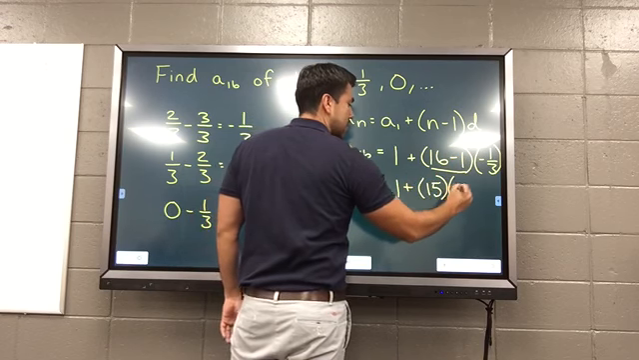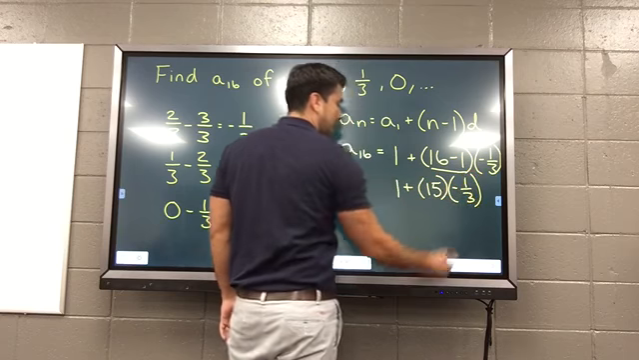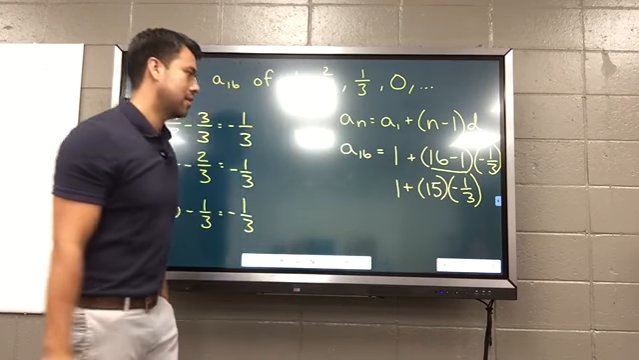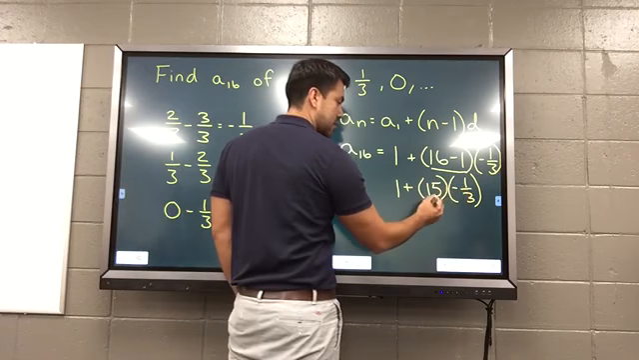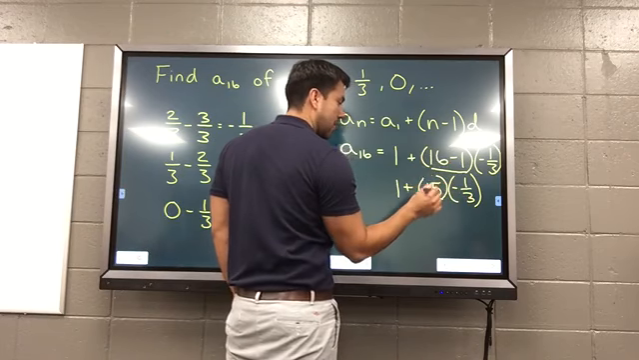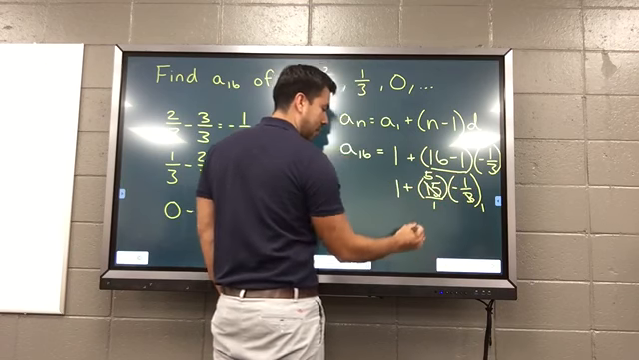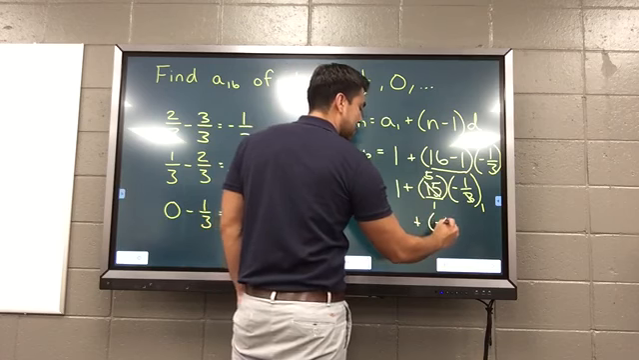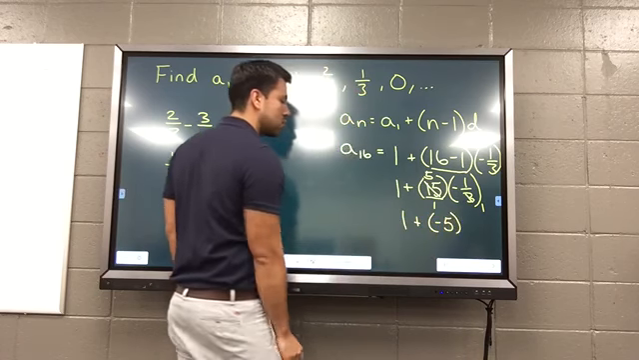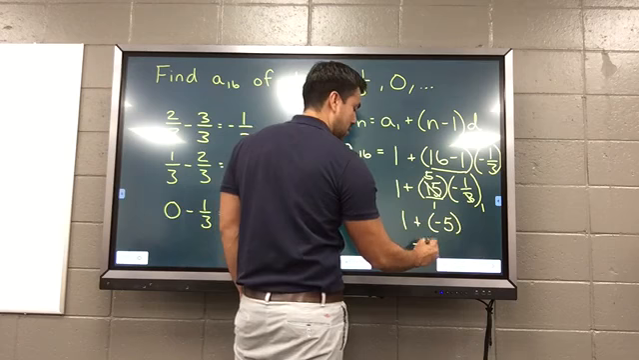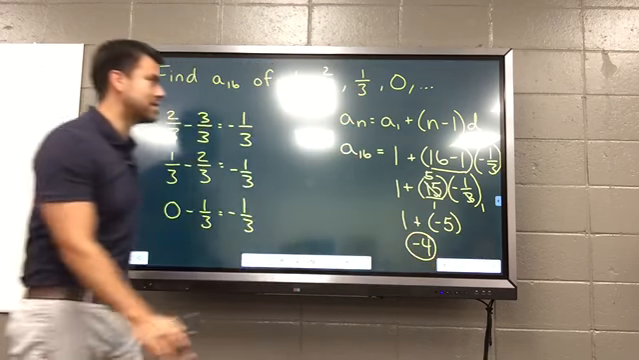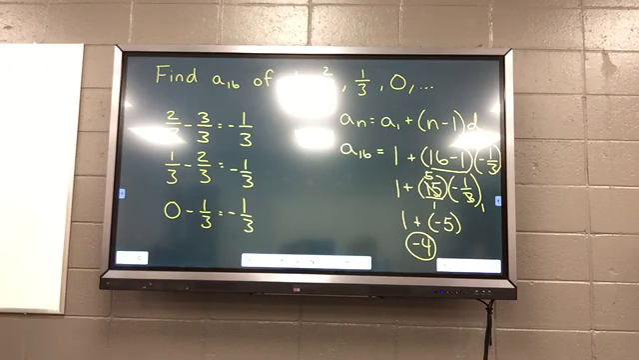And still times -1/3. Okay, what would I do next? I would multiply these two, right? Because the parentheses are already simplified. So I'm going to get, nice. What do I get? I get plus -5 with the 1. What's 1 plus -5? What is the 16th term in this sequence? -4.